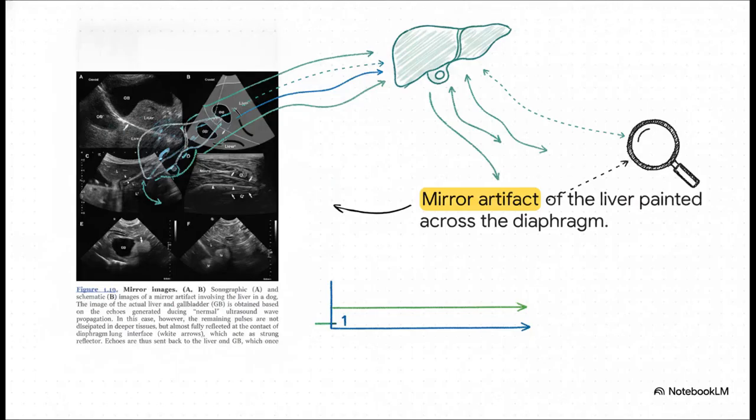Crazy, right? What's really fascinating is seeing this exact process play out in a real biological example. Take a look at this sonogram and the matching schematic. You can clearly see the real liver and gallbladder sitting exactly where they belong. But look deeper, past that bright white line of the diaphragm. The machine has painted a perfect mirror artifact of the liver and gallbladder right inside the thoracic cavity. If you didn't know this was a physical illusion caused by a delayed echo, you might honestly think you were looking at a massive diaphragmatic hernia.